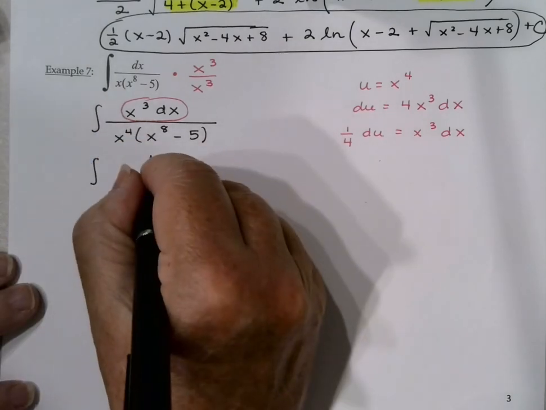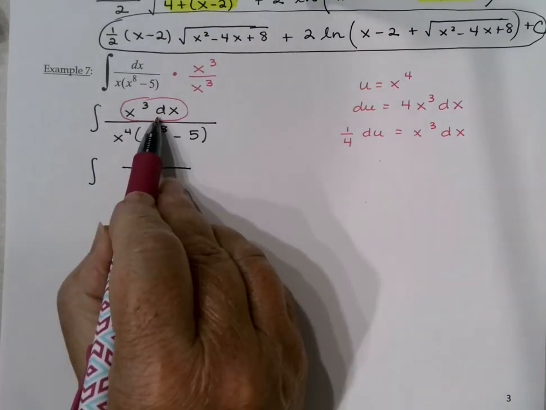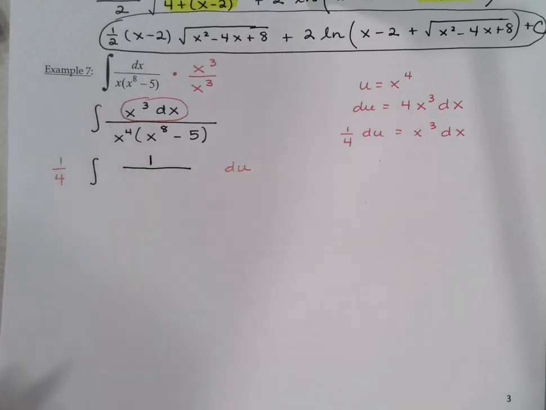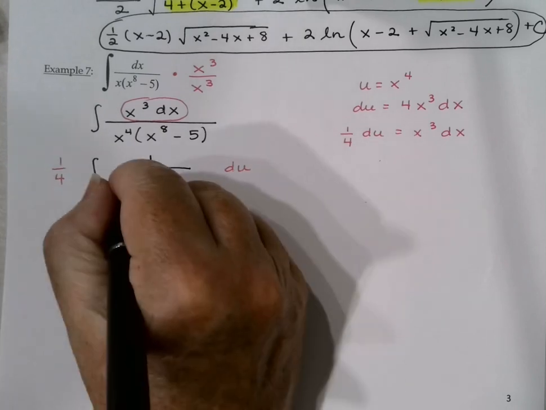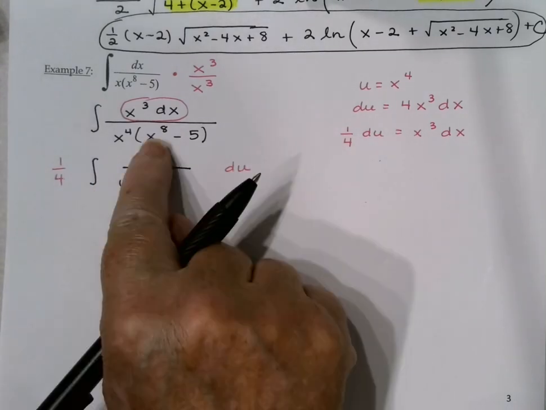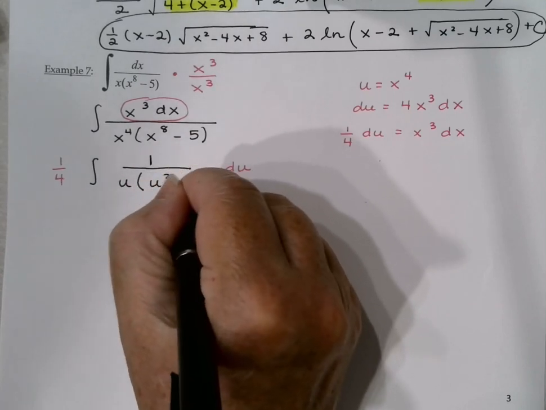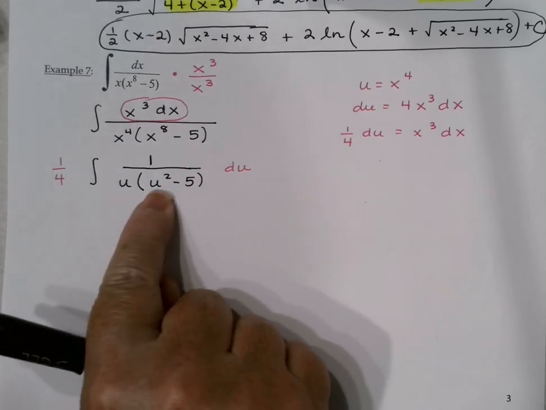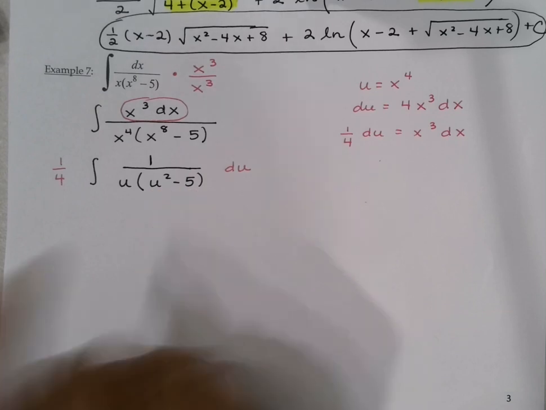So I'm just going to go ahead and replace the top with a 1, and I'll replace that x cubed dx with my 1/4 du. The denominator x to the fourth is u. X to the eighth would just be u squared. And then I've got the minus 5. Okay. All right, I'm going to look for an x squared minus a squared type of form.